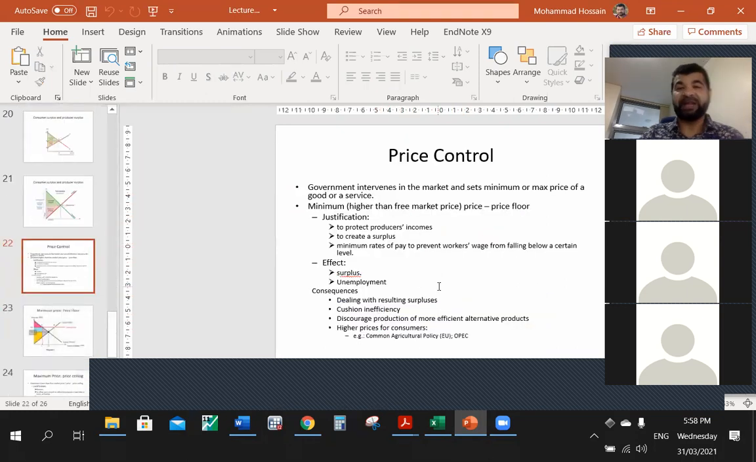Okay. Now let's talk about price control. How does the government interfere in our life through controlling the price? Two things we use here, government interventions. One is price floor, one is price ceiling. How do they do these things? Let's go in here.